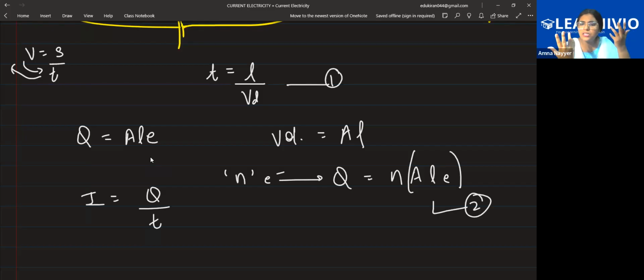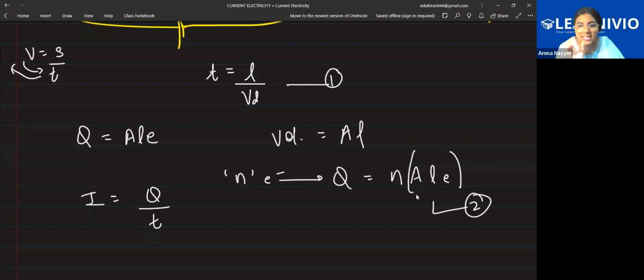Once you have the charge and once you have the time, you have to divide them to get the current. So charge is this. Now one more issue is there. You want every electron to be included. One electron distributed throughout the volume is equal to ALE. If n number of electrons are present, you have to multiply n times. So that is NALE.